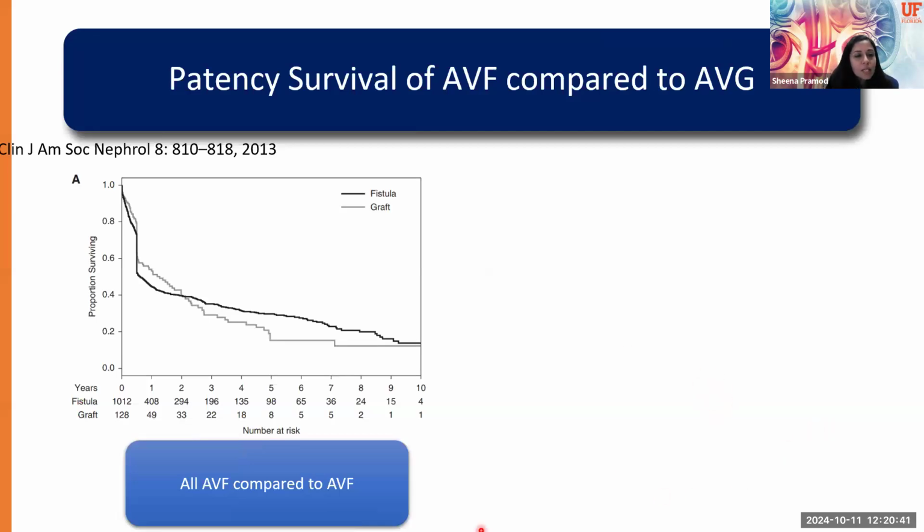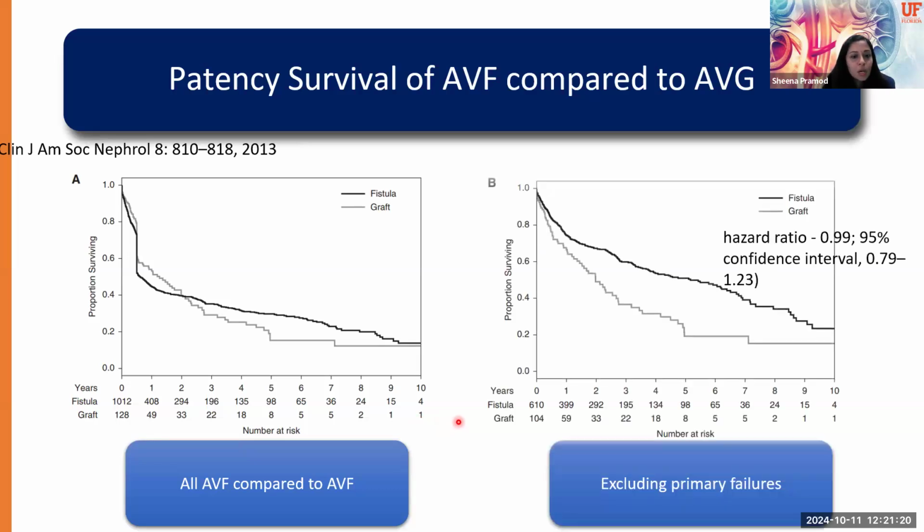The next question is, is there a difference when you look at patency survival of a fistula when you compare it with a graft? So this study looked at about 1,100 hemodialysis patients, again, a Canadian study, and they took out all patients who had a primary access failure, and then they looked to see over a 10-year period the survival of a fistula compared to a graft. And when they excluded the primary failures, AV fistulas did much better than the graft, but when they included the primary failures, there really wasn't a big difference at a 10-year mark whether the fistula or the graft remained patent.